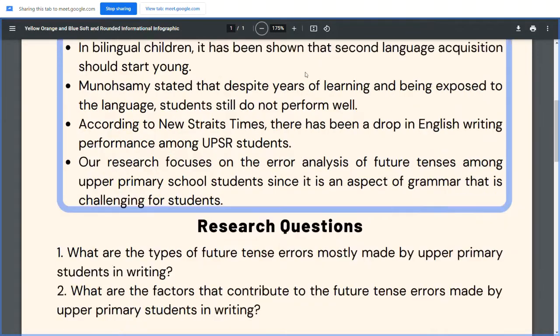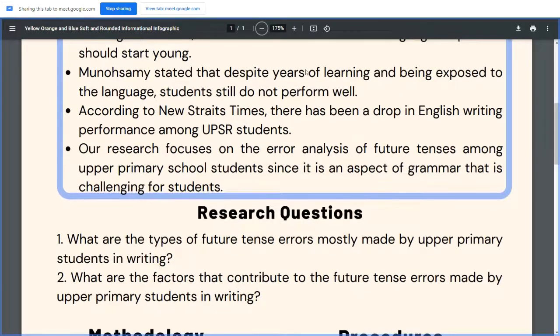The two research questions that we have included in our study are: the first one is, what are the types of future tense errors mostly made by upper primary students in writing? And the second one is, what are the factors that contribute to the future tense errors made by upper primary students in writing? So without further ado, I'll pass it to Hanis to present on the methodology and procedure of our research.